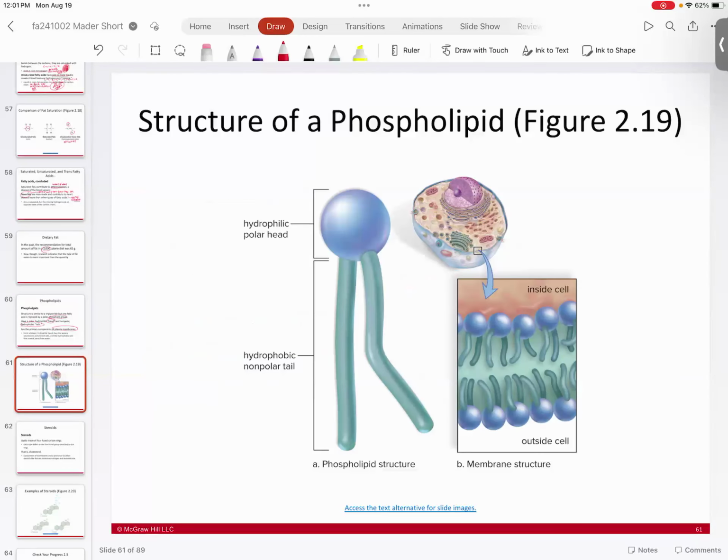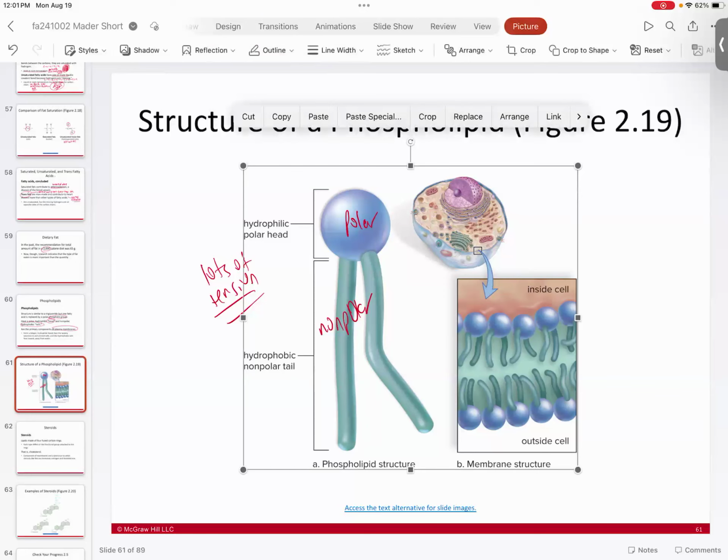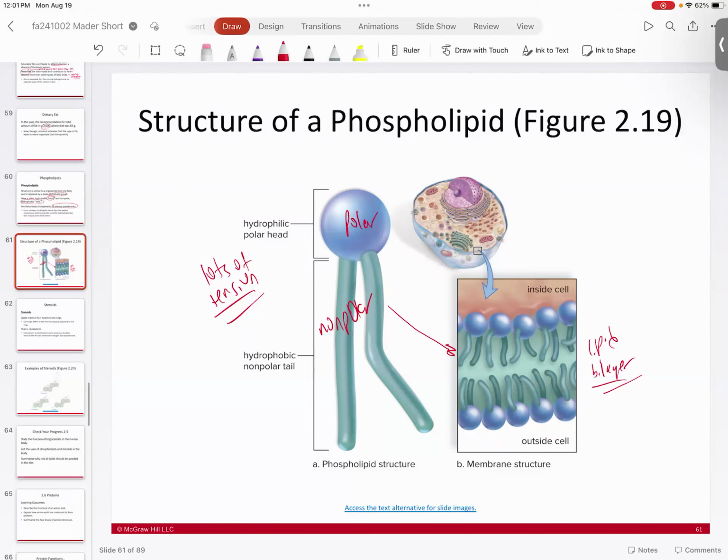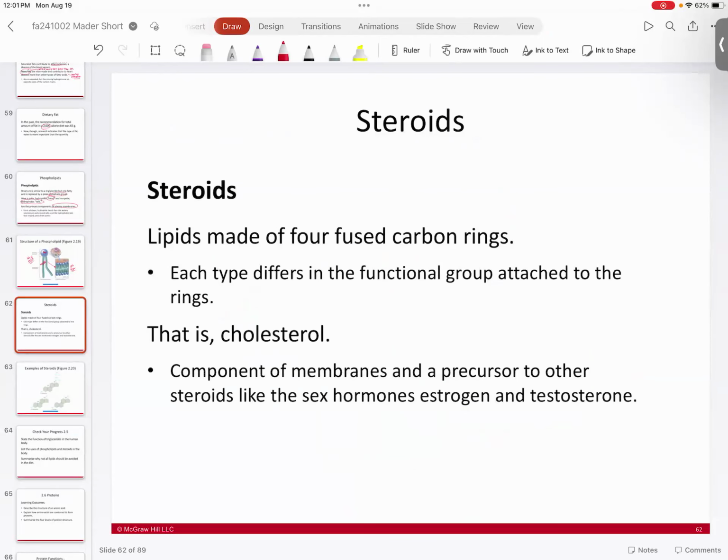But here's your phospholipid. This is basically a polar head attached to a non-polar tail, which creates a lot of tension, because the polars and the non-polars hate each other. The hydrophilics hate the hydrophobics and so forth. And so they automatically will form this lipid bilayer, which is basically what you see here. So this is your lipid bilayer. This is what your membrane is made out of. We'll take a closer look at that in future chapters. But for now, let's move on to steroids.